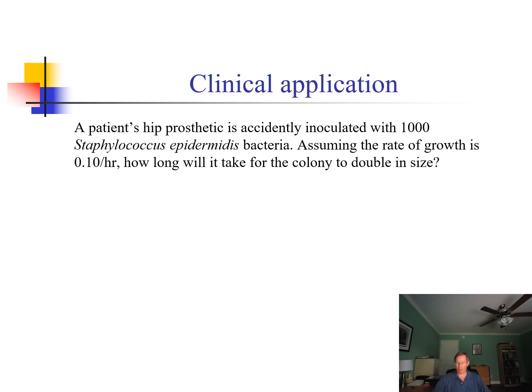So let's say, for example, that a person is having a hip prosthetic and it's accidentally inoculated with a bacterium that is very commonly found on the skin, the Staphylococcus epidermidis. And if the growth rate of this bacteria is 0.1 per hour, how long will it take for my colony to double in size, going from 1,000 to 2,000?